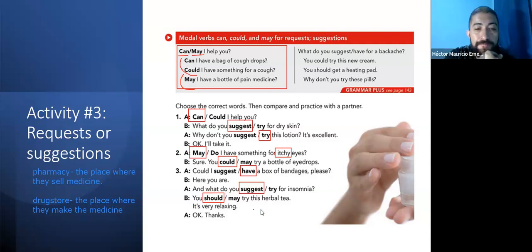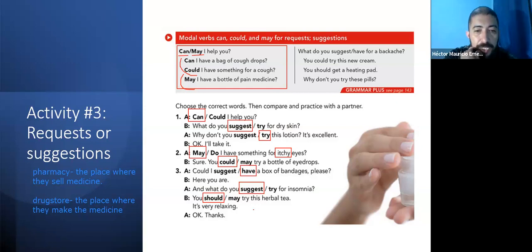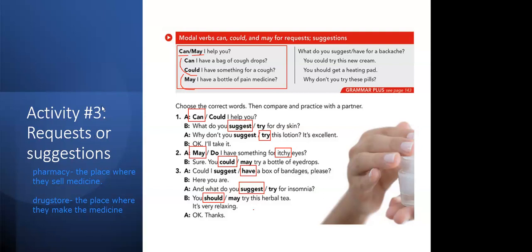Here you are. And what do you try? What do you suggest for insomnia? You should try this herbal tea. It's very relaxing. Okay, thanks. Okay, perfect. Thank you guys.